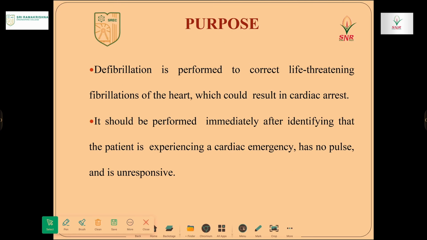The main purpose is to correct the life-threatening fibrillation of the heart which results in cardiac arrest. It should be performed immediately after identifying that the patient is experiencing a cardiac emergency. During that time, the patient should have no pulse and be unresponsive.